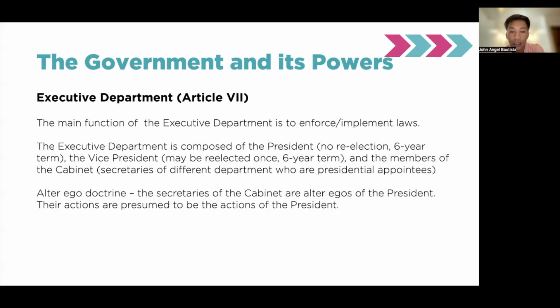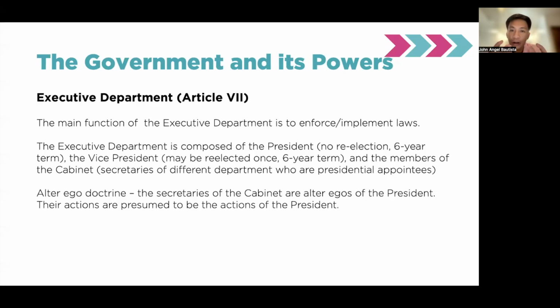So we have what we call itong alter ego doctrine, which says that the secretaries of the cabinet are alter egos of the president. Their actions are presumed to be the actions of the president. Kasi isipin ninyo, logistically, if the president will have to handle all of the departments, will have to issue rules for every department, imagine how hard the task of the president will be, ano? So meron siyang tinatawag na alter ego o yung mga tao that act as his clone, no? Clone sila. Ibig sabihin, in a sense, pwede mo silang sabihin as clones, no? Because their actions, kung ano man yung ginawa nila, attributed yun dun sa president.